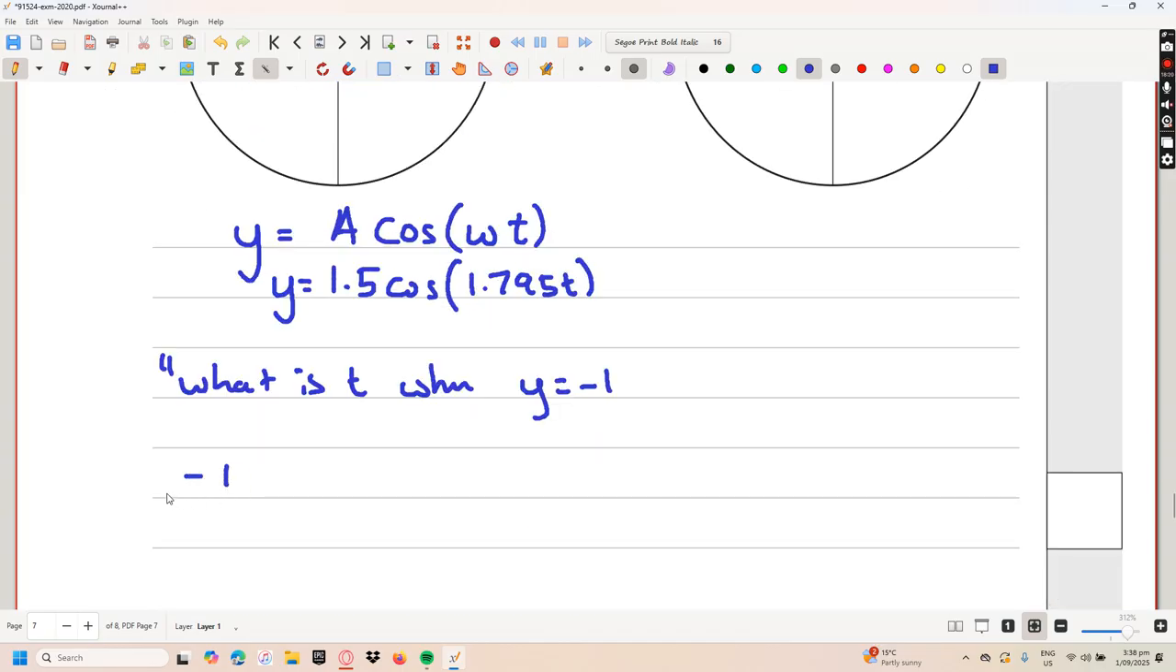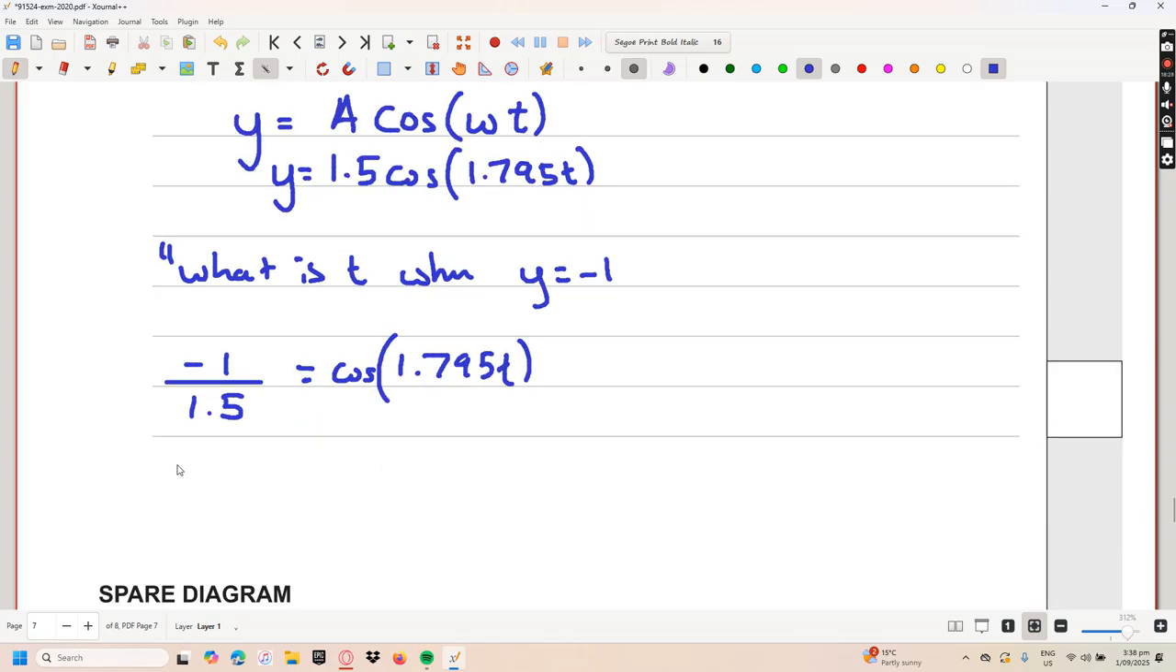You can solve this. Negative 1 on 1.5 equals cosine 1.795t. And therefore, making sure you're in radians, if you take arc cos of negative 1 on 1.5, that will give you 2.3 radians equals 1.795t. So the time it takes to get there is 2.3 on 1.795, which is about 1.28 seconds.